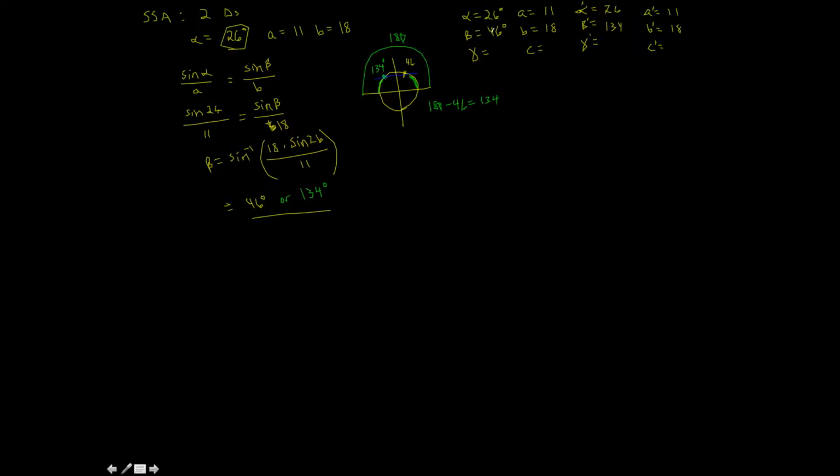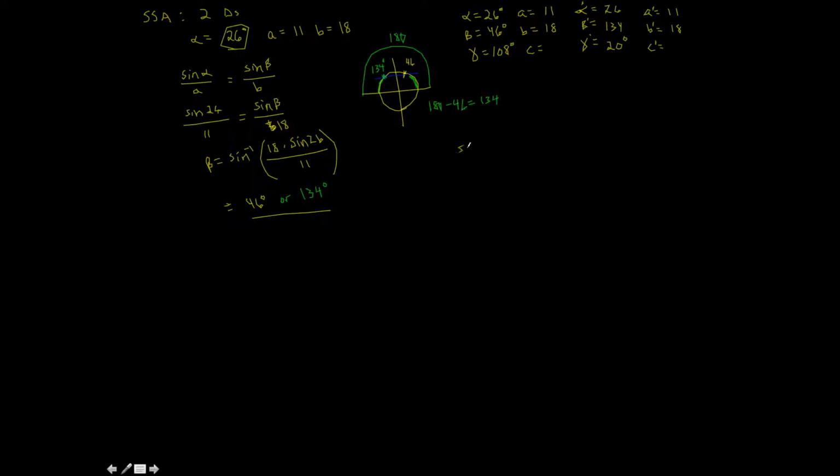Alright, so how do we find out what gamma is? We'll subtract the 2 other angles from 180. So 180 minus 26 minus 46 gives us 108. And we have 180 minus 26 minus 134 gives us 20 degrees. So we solved that very easily for gamma and gamma prime. Alright, so now we've got to find C and C prime. And we do that with our law of sines.